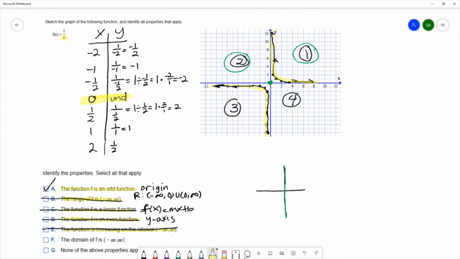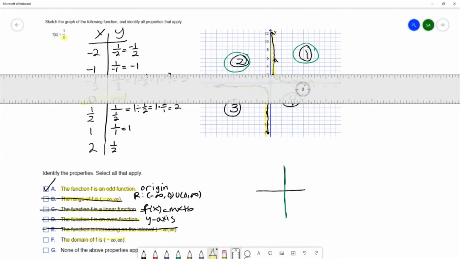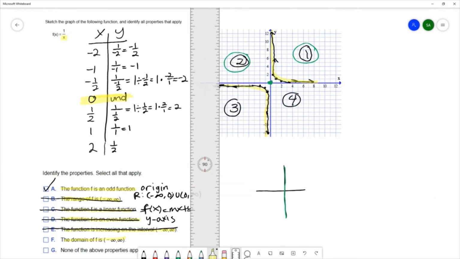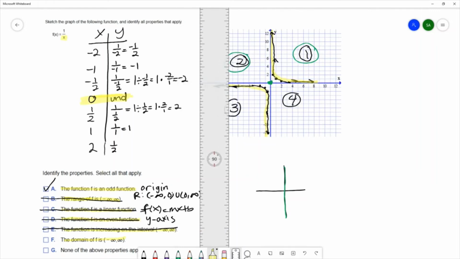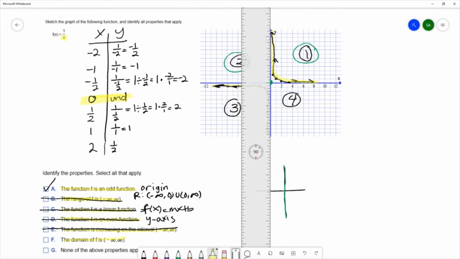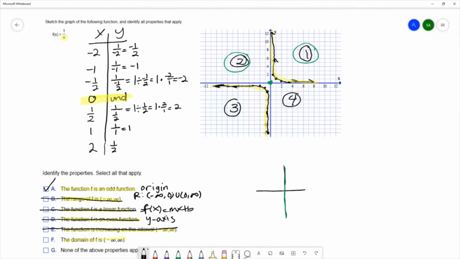The next property says the domain is from negative infinity to infinity. I'm going to hold my ruler vertically and notice that our domain would start at negative infinity, and continue until we get to this vertical asymptote of 0. 0 is not included in the domain, and so the domain is not negative infinity to infinity. The actual domain is negative infinity to 0, union with 0 to infinity. So we would not select this property.